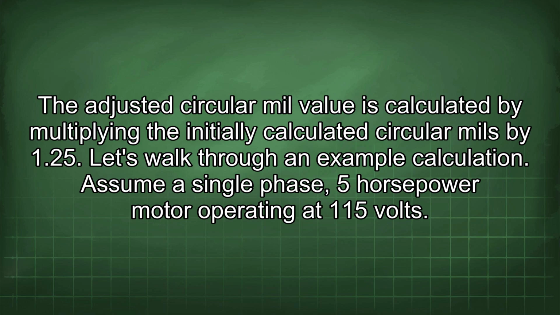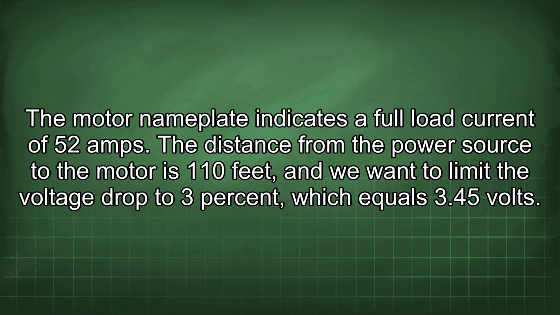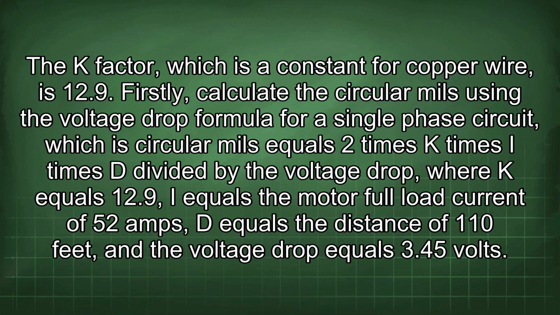Let's walk through an example calculation. Assume a single-phase, 5 horsepower motor operating at 115 volts. The motor nameplate indicates a full load current of 52 amps. The distance from the power source to the motor is 110 feet, and we want to limit the voltage drop to 3%, which equals 3.45 volts. The K factor, which is a constant for copper wire, is 12.9.